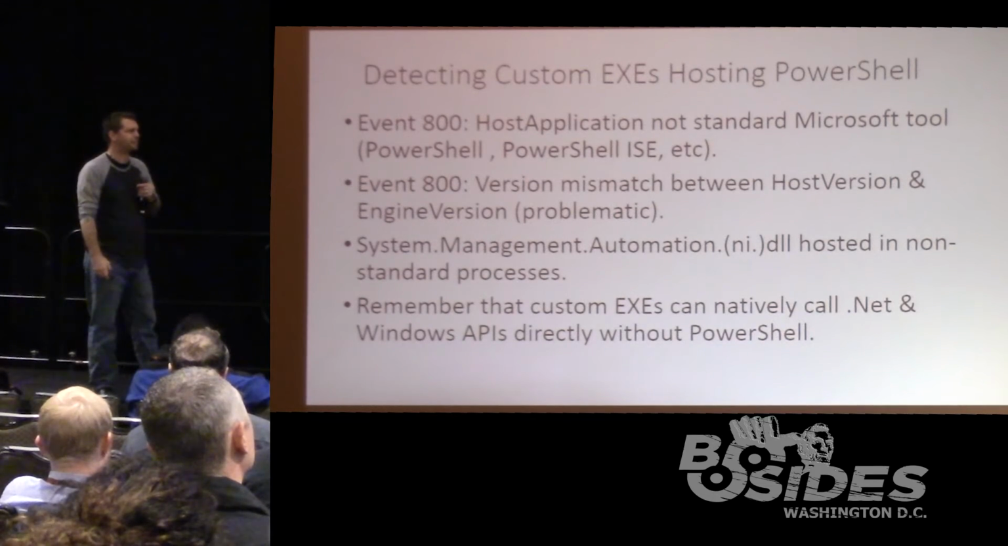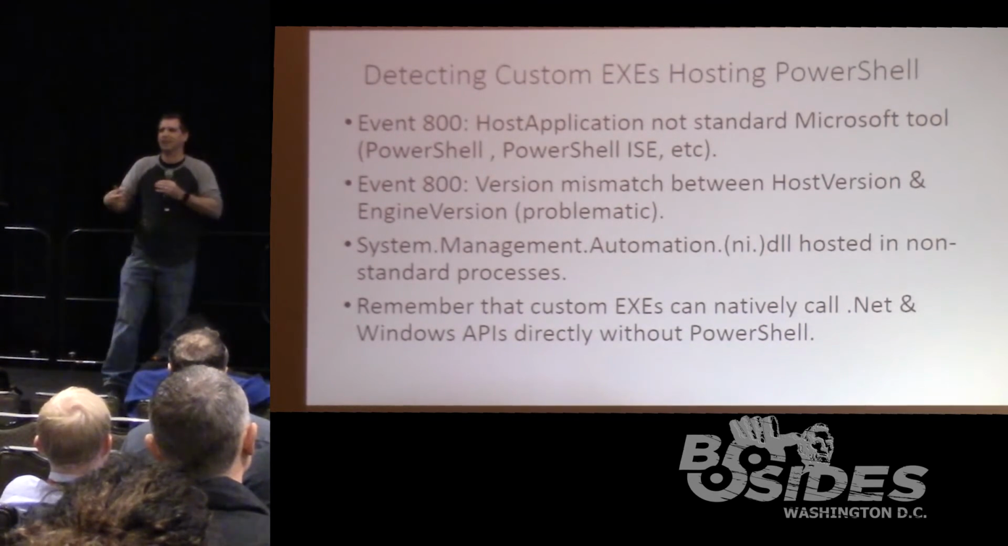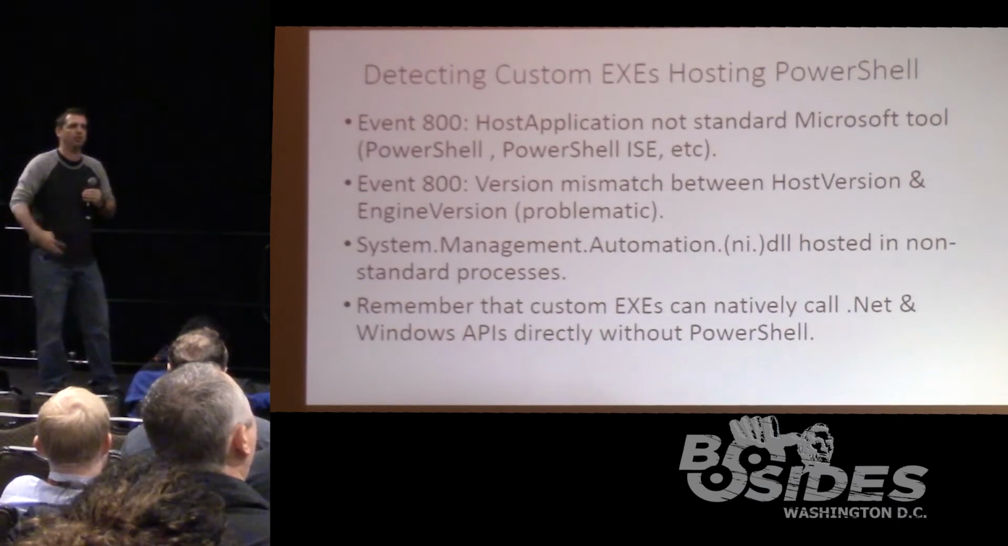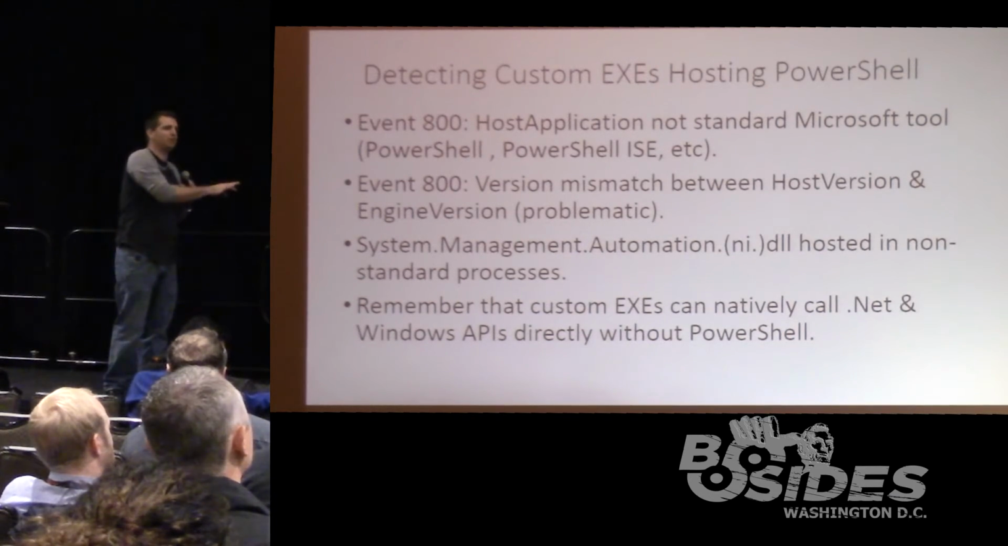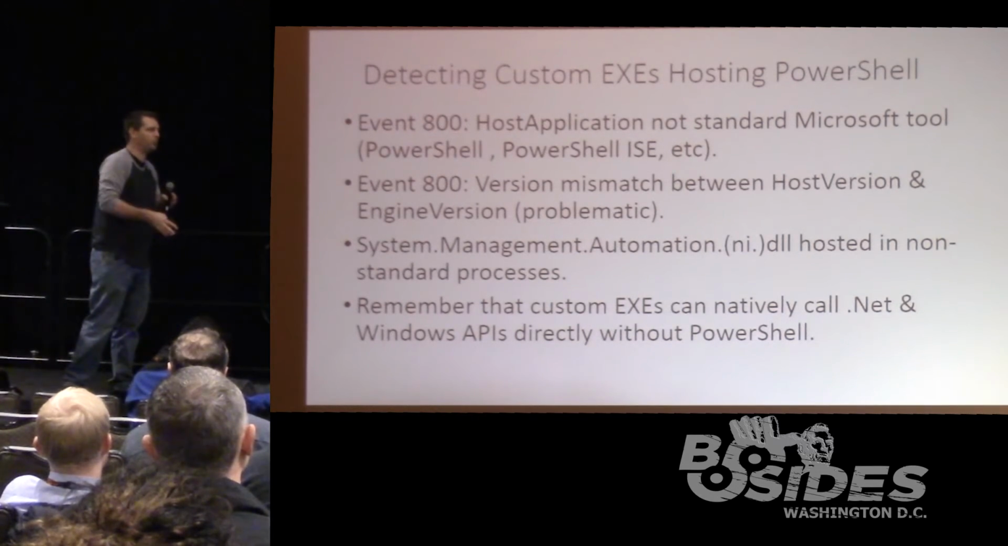this is a good way to identify that. And then the other thing is custom executables are executables. They can call Windows APIs directly. They can call .NET directly. They don't need to run PowerShell code. So the problem here isn't PowerShell. It's the fact that untrusted code is running on the system that belongs to someone who doesn't work for your organization.